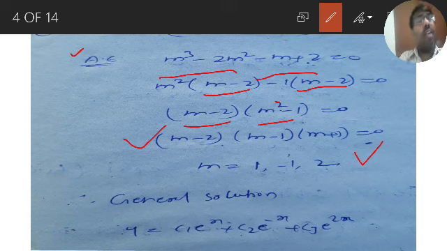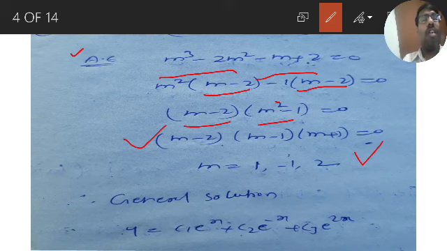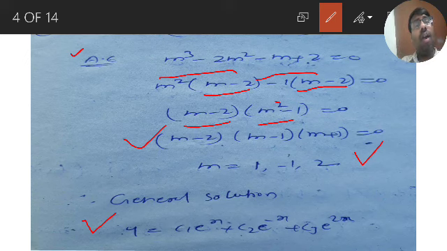So how to write the general solution? For real and different roots, you know that for each root you have to write one term. So write the general solution: y is equal to c1 into e power of 1 into x, 1 into x means x, c1 into e power of x, plus c2 into e power of minus 1 into x, that is minus x, plus c3 into e power of 2 into x, that is 2x. So the general solution is y is equal to c1 e power of x plus c2 e power of minus x plus c3 e power of 2x. Are you getting?